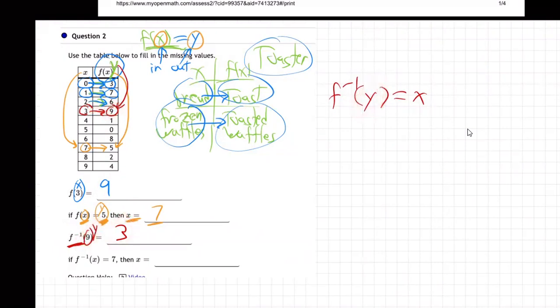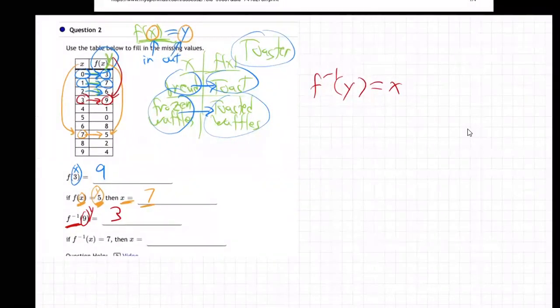Let's try this last part. Now they're saying f inverse, and then they're giving me this x right here. And they're saying 7. Now, this is where it could get really confusing. I've been trying my best to make it as simple as possible. And sometimes, honestly, I go too far and I oversimplify.